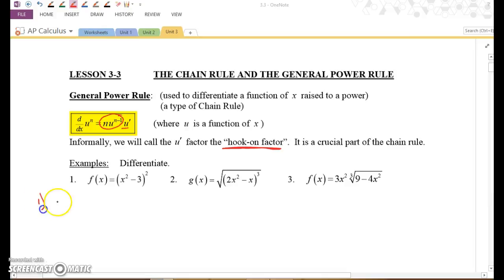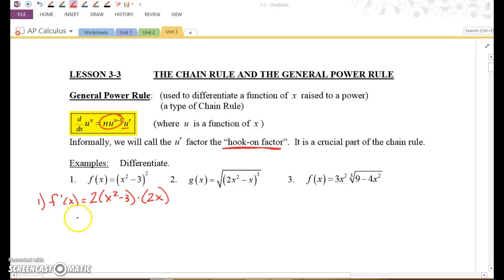Let's do that with question number 1. Imagine that this just said x squared. If I was going to find the derivative of x squared, that would just be 2x. But since my x piece is a quantity, I keep it as a quantity, and that now becomes to the first power, which I don't need to write. Then I multiply by my hook-on factor, which is simply the derivative of the inside. The derivative of the inside is 2x. So that is completely deriving the function f of x.